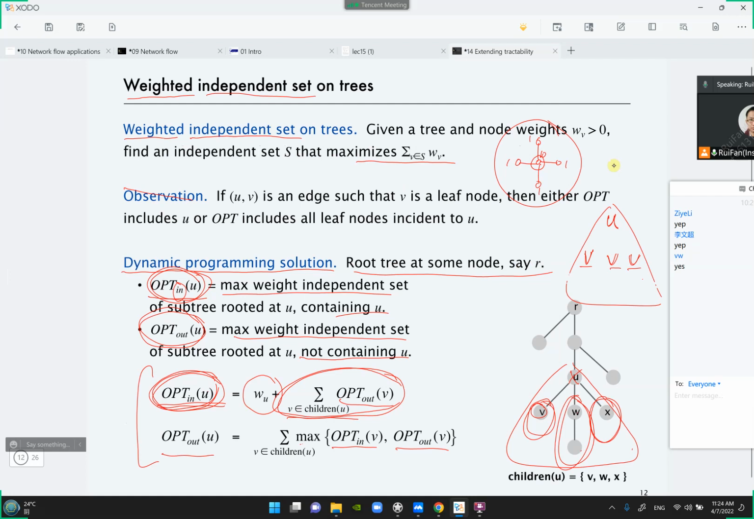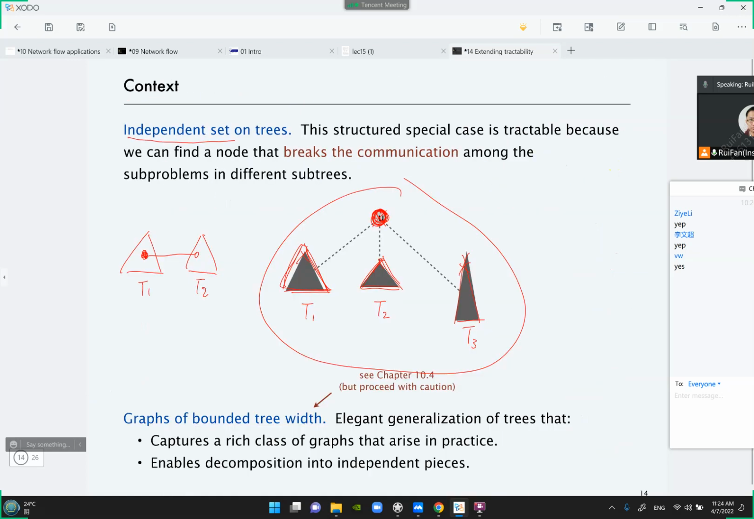If you include this root node U over here, then you cannot include any of the roots of the subtrees. However, the subtrees themselves are independent from each other. So this is a basic reason why this problem, independent set, is solvable on trees. It's because once you make a decision for the root node, then you can solve the subtrees independently.